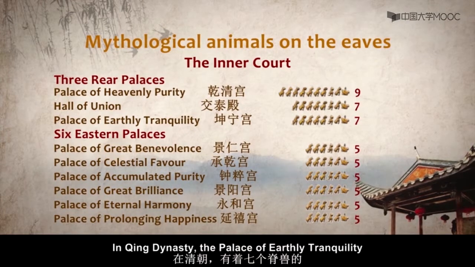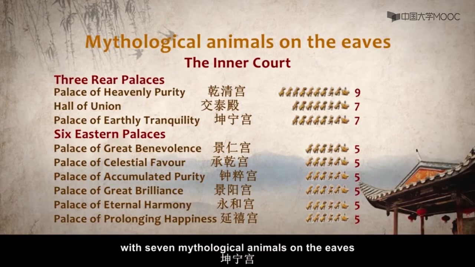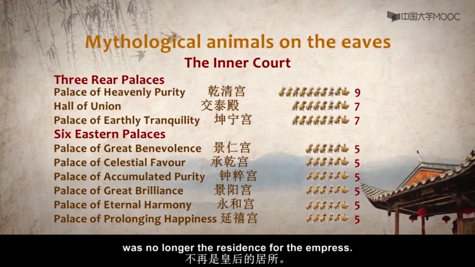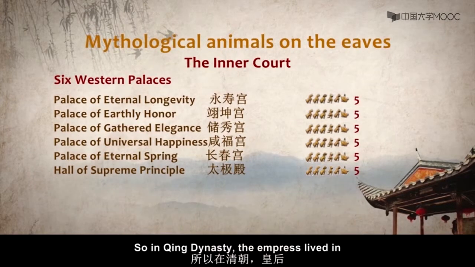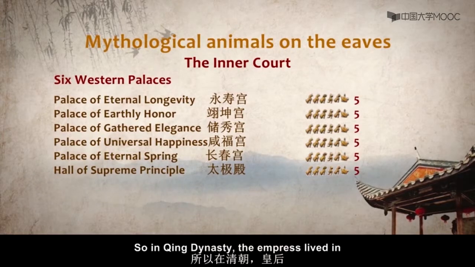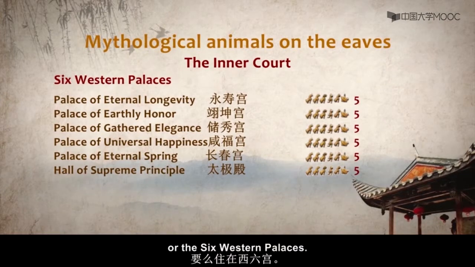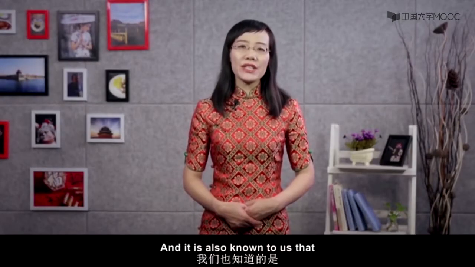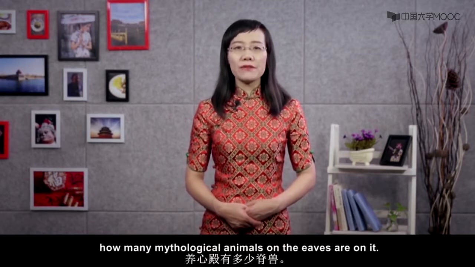In Qing dynasty, the Palace of Earthly Tranquility with 7 mythological animals on the eaves was no longer the residence for the empress. So, in Qing dynasty, the empress lived in either the 6 eastern palaces or the 6 western palaces. And it is also known to us that the Qing empress lived in the Hall of Mental Cultivation from the Yongzheng emperor. Now, let's see how many mythological animals on the eaves are on it.